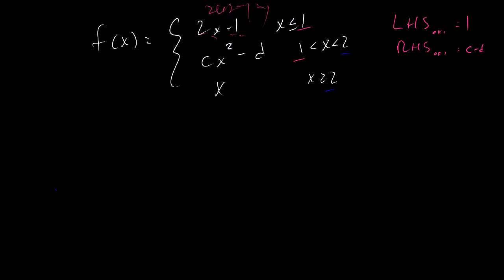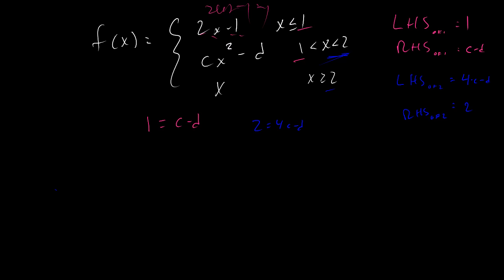Now that's only half of our worries, so we're going to look at the left-hand side of 2 and the right-hand side of 2. The left-hand side is when we're less than 2, and that's here. So we're going to plug in 2, and we're going to get 4c minus d, and we're going to plug in 2 at the bottom and get 2. So now, if you notice, I have two different equations. I have 1 is equal to c minus d, but I also have 2 is equal to 4c minus d.